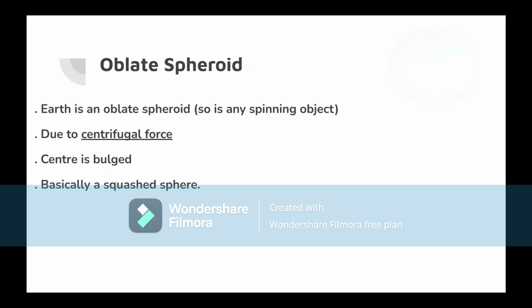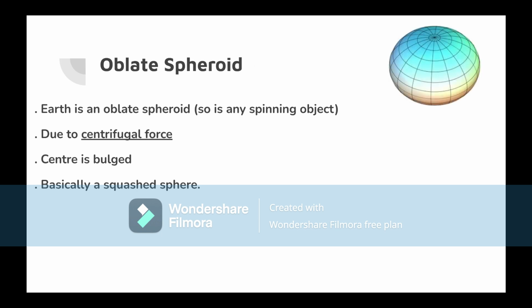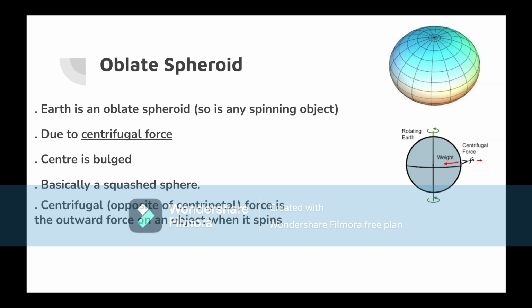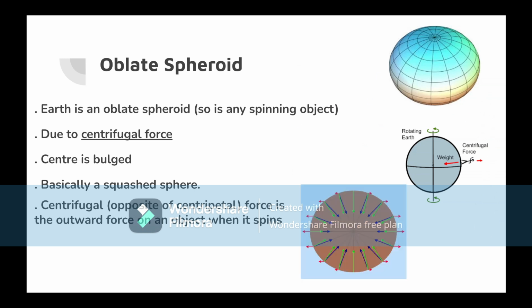So I've got an image here. If you just imagine instead of a perfect sphere, it kind of compresses a little bit. And I know that word centrifugal force sounds a bit confusing, but all it is is the opposite force to the spinning force, which creates that compression. So you can see this diagram here, which shows that. It's just the pulling force outwards opposing weight.